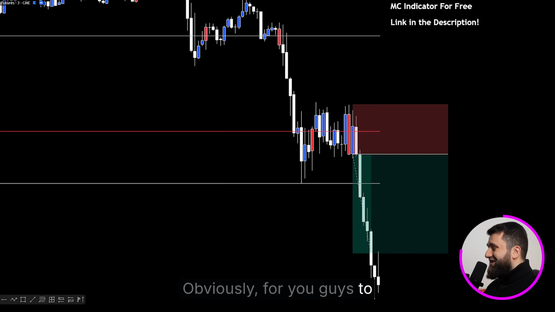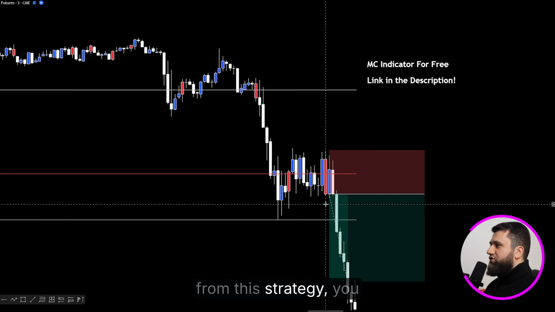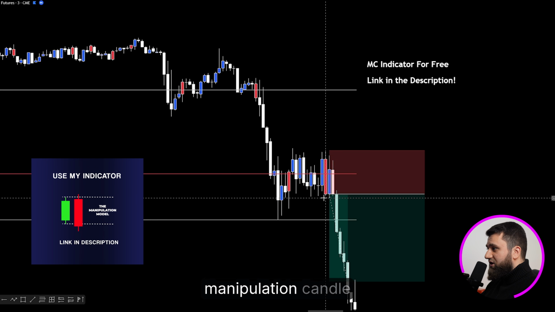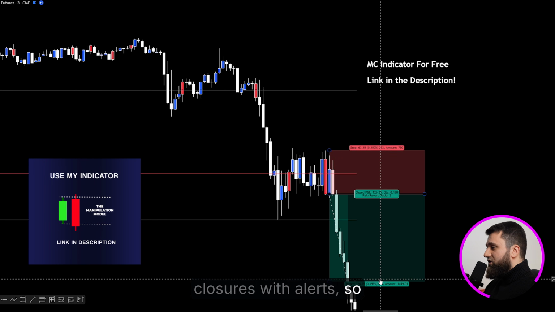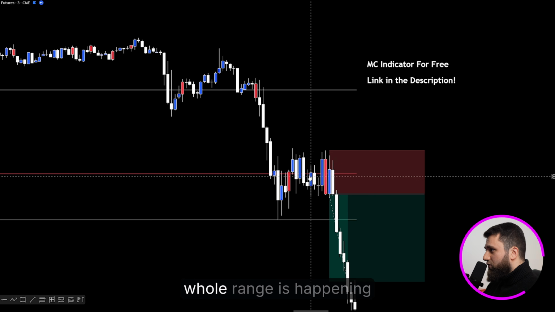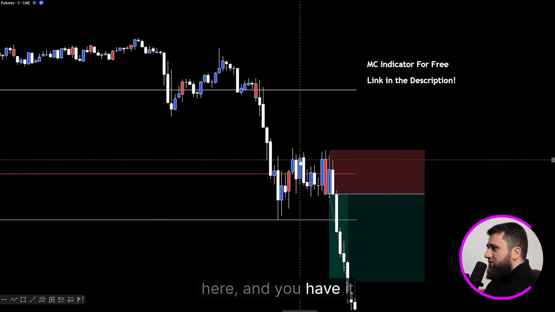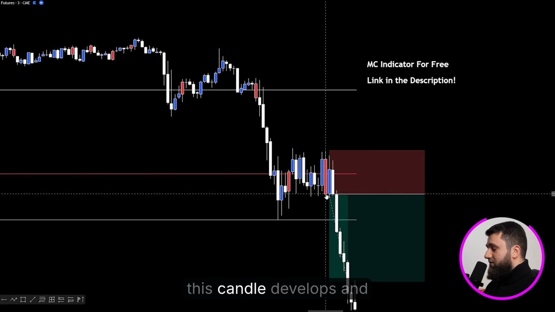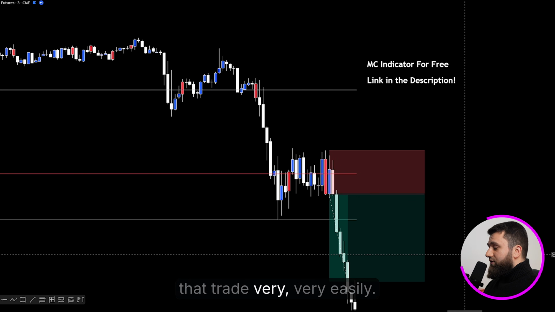Obviously, for you guys to take the most advantage from this strategy, you need the manipulation candle indicator, and it's completely for free. It will give you the manipulation candle closures with alerts, so you don't even have to check the charts while this whole range is happening here, and you have it like a chop city. You just wait and put your alerts, and then once this candle develops and closes, you will get the alert and you will execute that trade very easily, you know.